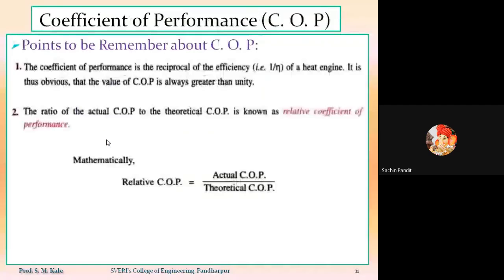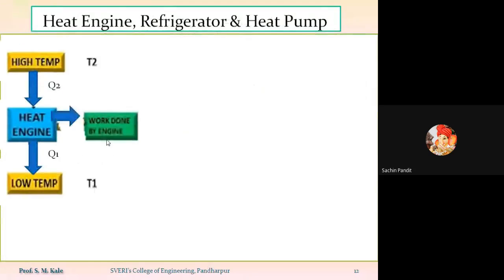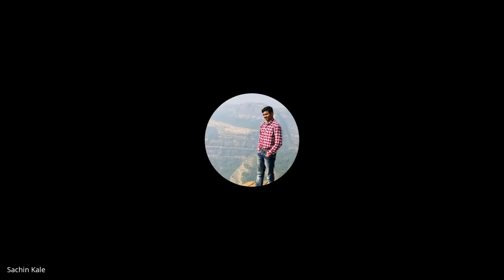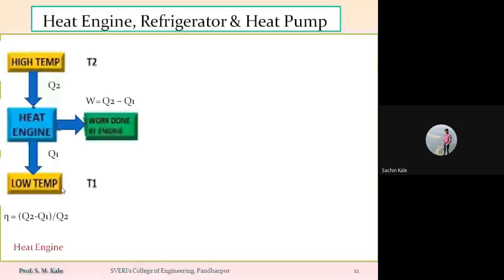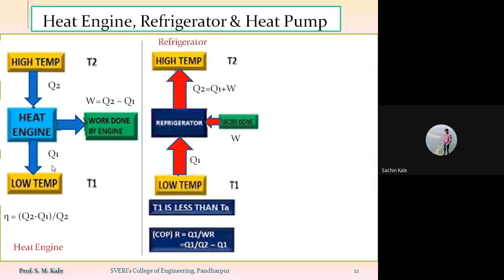Sir, T2 minus T1 upon T2. So efficiency of heat engine is given by an expression in terms of heat, that is Q2 minus Q1 divided by Q2, or in terms of temperature, T2 minus T1 divided by T2, because output is nothing but T2 minus T1, input is nothing but T2. So we have to use the formula T2 minus T1 divided by T2 for efficiency of heat engine.